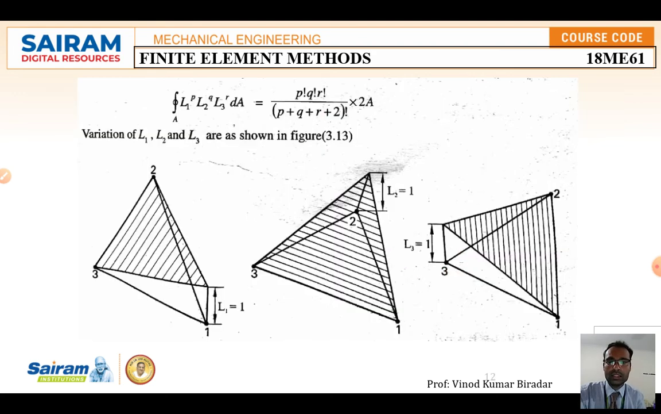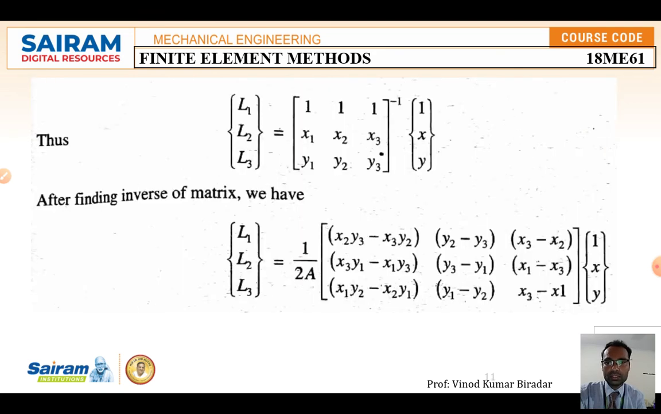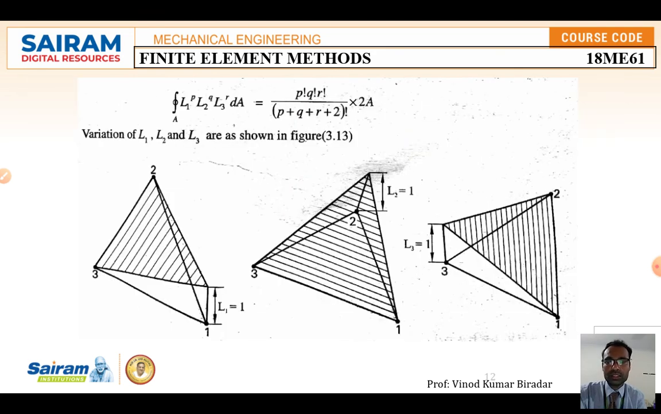After finding the inverse of this matrix, we are going to get the variation of the total shape function, that is the integration of L1 to the power p, L2 to the power q, and L3 to the power r, three directions p q r, into the area. That is factorial of p, q, r, whole divided by factorial of p plus q plus r plus 2, into 2A. So this is how the shape functions vary for this element, L1, L2 and L3.